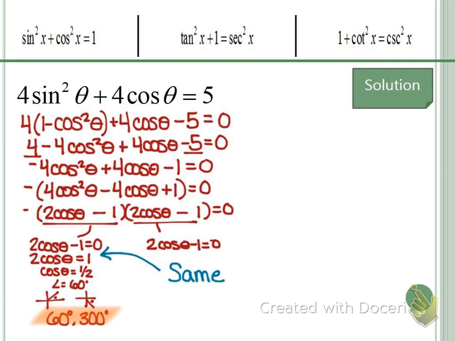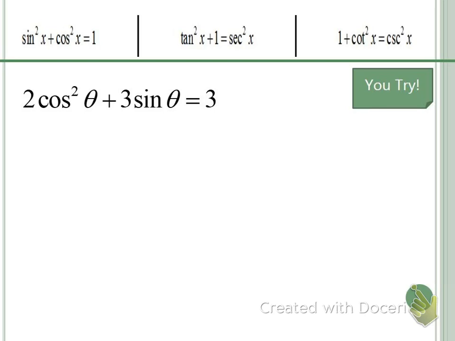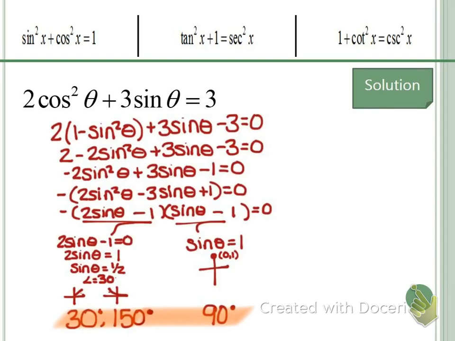So if you didn't get that, make sure you find me, and we'll walk through it together and see what happened, okay? Another one for you to try, and we'll take a look at a couple more. And so you should have gotten this: 30, 150, and 90. Okay? So take a look at how that was solved. Again, if you have any questions, just come find me and we'll walk through it together. Okay?